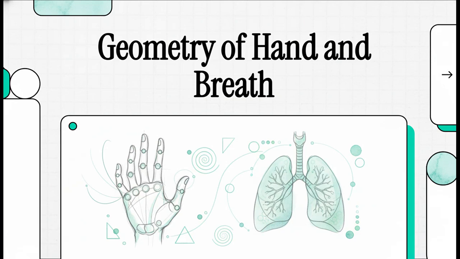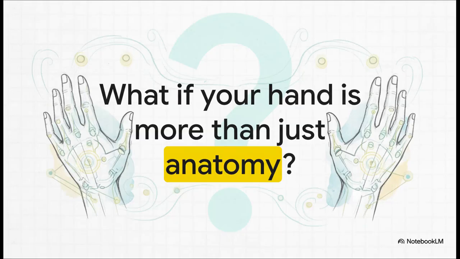So today we're going to dive into a hidden geometry, a really fascinating system that suggests the anatomy of your hand is perfectly mirrored in the rhythm of your breath. It's a model that connects how we do things with how we simply are. So let's just start with a question. What if your hand isn't just a collection of bones and muscles and ligaments? What if it's actually a precise interface, an operational tool that has its own internal logic?